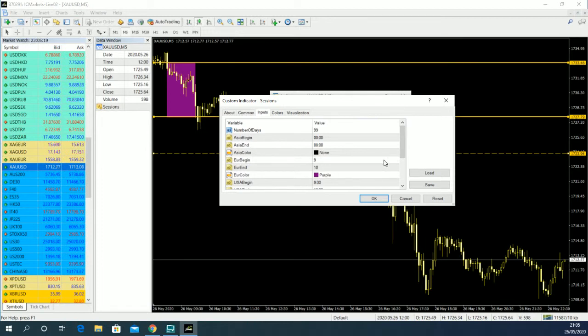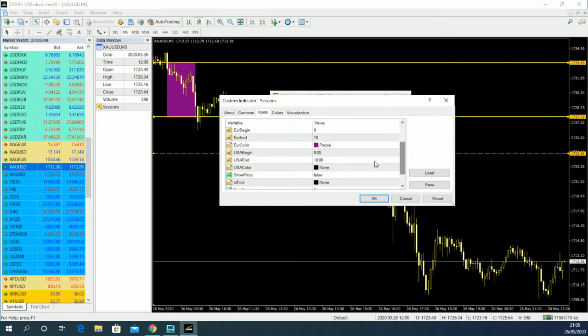Okay, good. So now we know we are not trading Asia. That is why we set the color to none, because we don't want to see it on the chart. But we do want to see the Euro session on the chart. We only want to see 1 hour of that session, 9 to 10. We made the color purple.